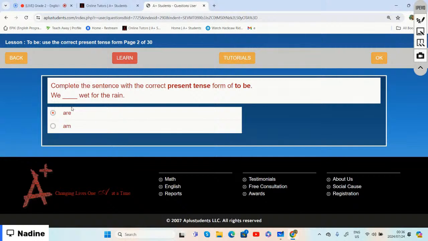All right, so when we are making mention of more than one person, which is we, do we say we are with of the rain, we am with for the rain, or which one do we choose? We is.